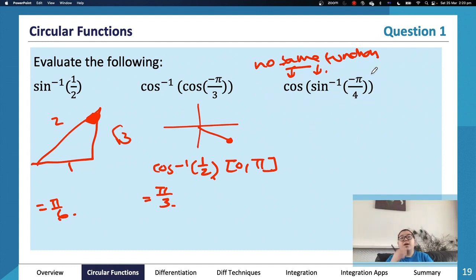So the thing with this is we think to ourselves, okay, negative pi on 4, sine inverse. Yeah, that's just root 2 on 2. Nope. It's actually, because it's the inverse of it, it's not asking for the sine of negative pi on 4. It's asking for the sine inverse of negative pi on 4. And remember, sine is equal to opposite over hypotenuse.